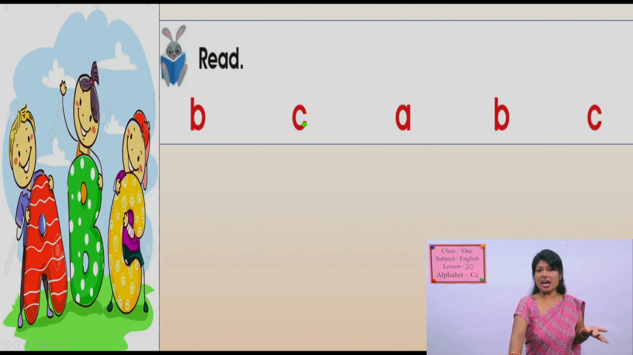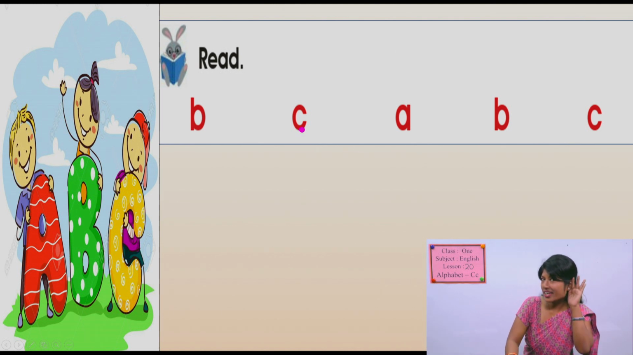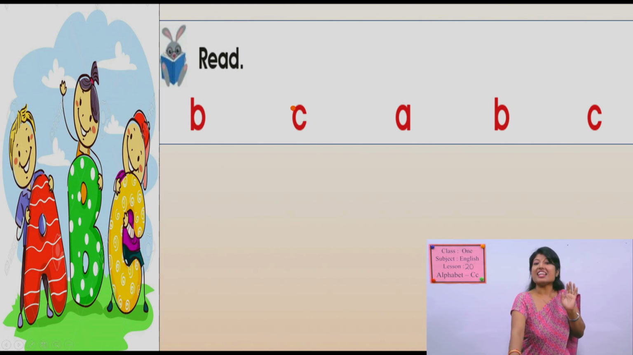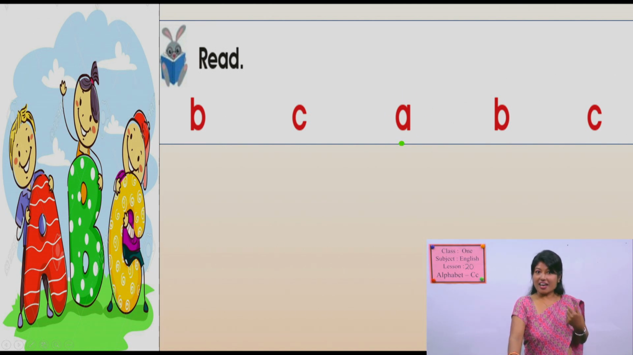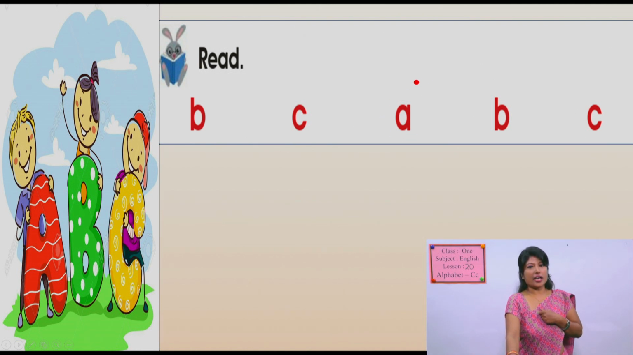What is this? Half circle. Yes, this is letter C. And how does it sound? What is the sound of letter C? K, right? K sound. K, cat. Yes. And then after that, what is this? The third one. Apple. So this is, yes, A, right? Letter A.